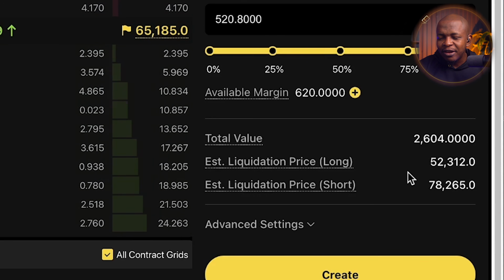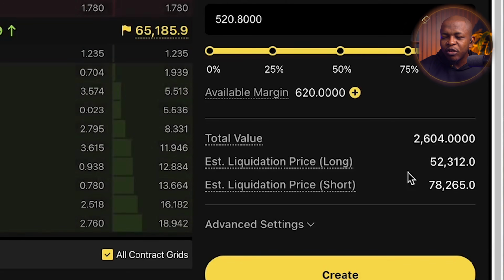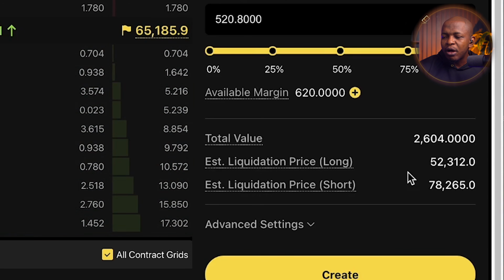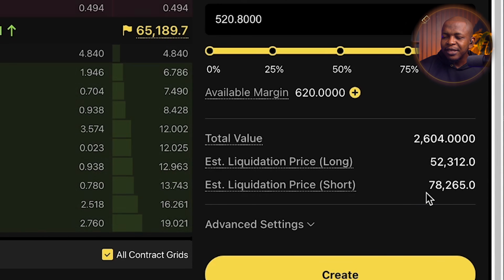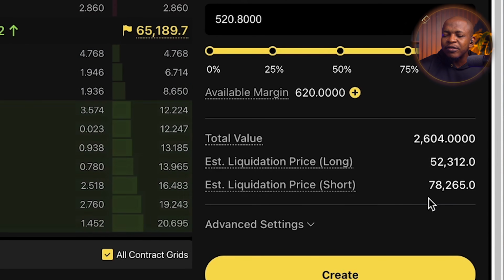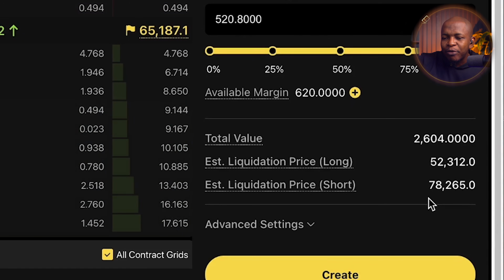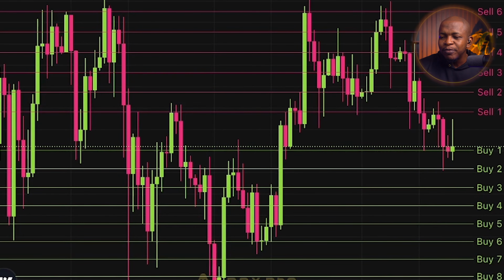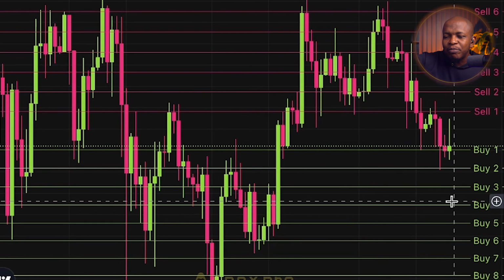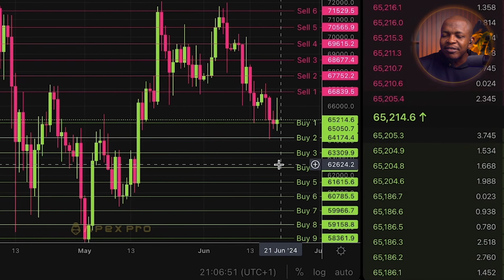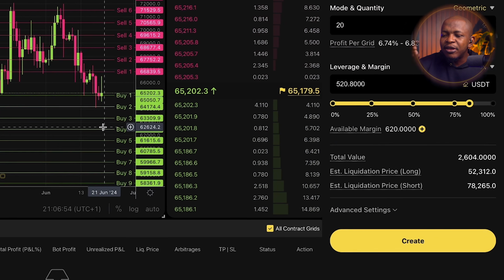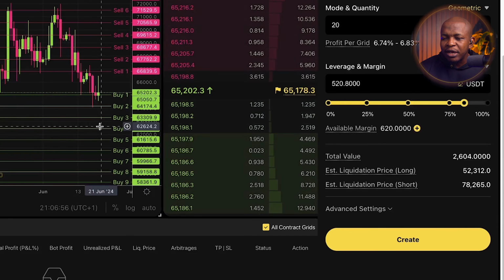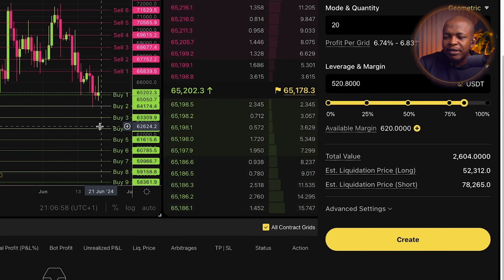We have estimated liquidation price for long. That is when Bitcoin drops to $52,000. And for short, it's $78,000. But along the way, you should be making profits. So what this is saying is that if this coin just drops straight without making any move to $52,300, then I'll lose my money. But before it gets there, you should make profits along the way. As it makes those profits, the estimated liquidation price will keep on expanding as this goes on.